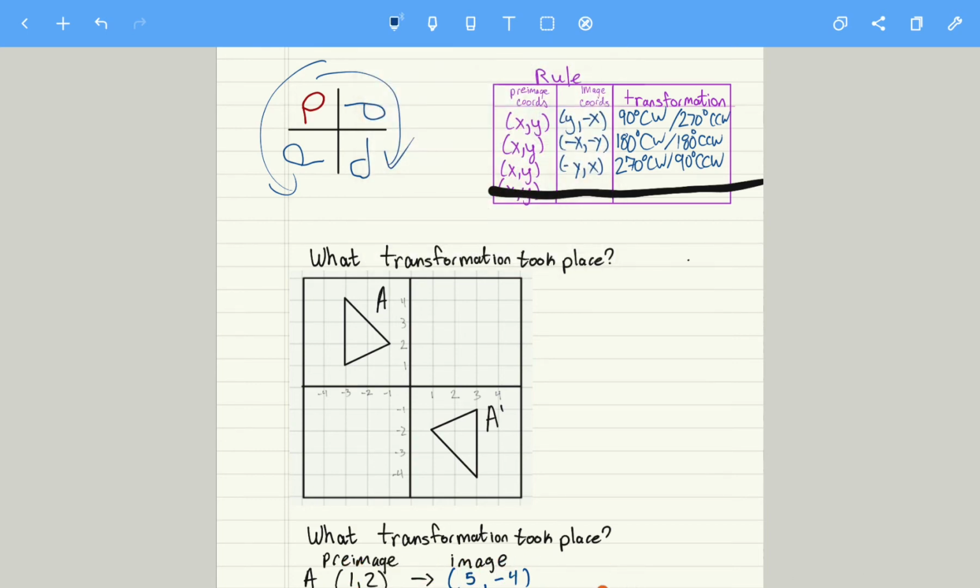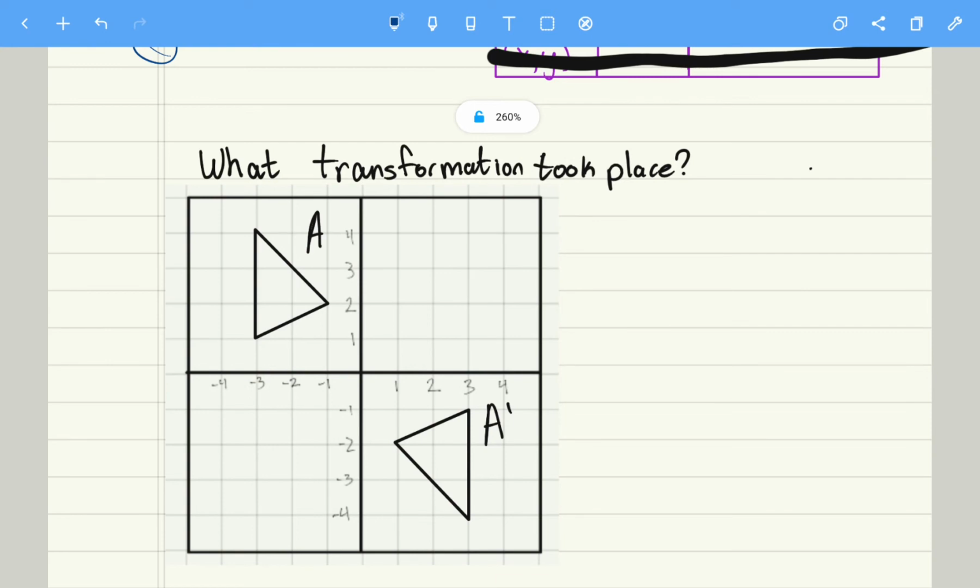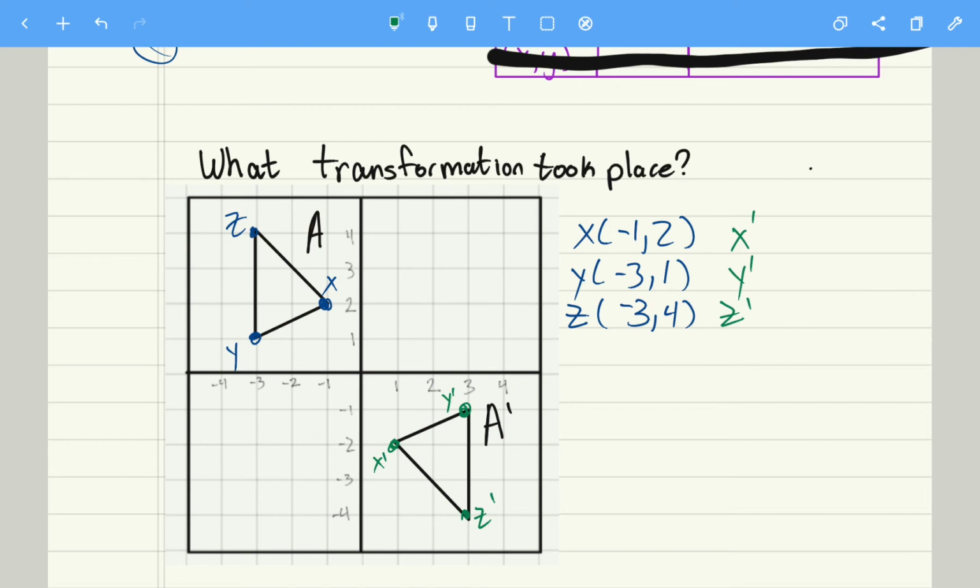So we are asking ourselves what transformation took place. Let's look at this coordinate here. Let me label that x. X is at -1, 2. Let's label this y and this z. Alright, I've gone ahead and labeled all our coordinates on both shapes. And I found all the coordinates or vertices on the pre-image. So x is -1, 2, y is -3, 1, and z is -3, 4.